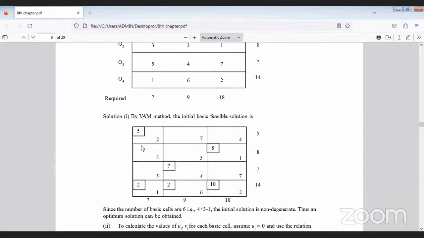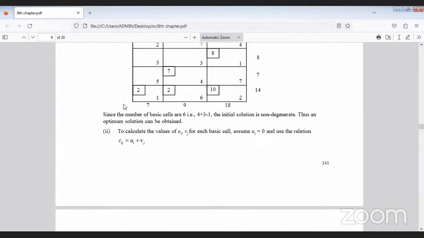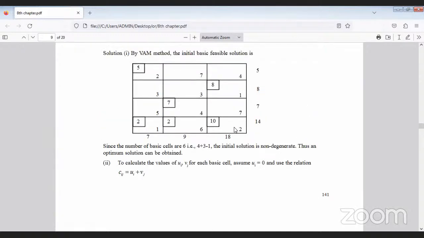ఇప్పుడు ఇందులో లీస్ట్ నెంబర్ ఏదమ్మా? లీస్ట్ నెంబర్ 25 రాసుకున్నాను, లీస్ట్ నెంబర్ 18 రాసుకున్నాను. ఎందుకు? లాస్ట్ స్టెప్ లో నేను ఆల్రెడీ చెప్పాను. Return to step 3, repeat the process until optimum: theta, one basic variable becomes 0 and the other basic variables non-negative. The basic cell whose allocation is reduced to 0 leaves the basis. So నేను షార్ట్ తీసేస్తున్నాను. అది ఎట్లయినా తీసుకోవచ్చు, ప్రాబ్లం ఏమీ లేదు. So 5874 the basic solution.